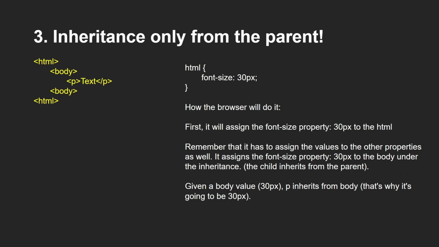So how will the browser do it? First, it will assign a font size property of 30 pixels to the HTML element. Remember that it has to assign the values to the other properties as well. It will assign the font size property of 30 pixels to the body element under the inheritance, because the child inherits from the parent. Then the P tag will inherit it as well from its parent, which is the body tag. The P tag inherited from its parent, which is the body, and the body inherited from its parent, which is the HTML element.